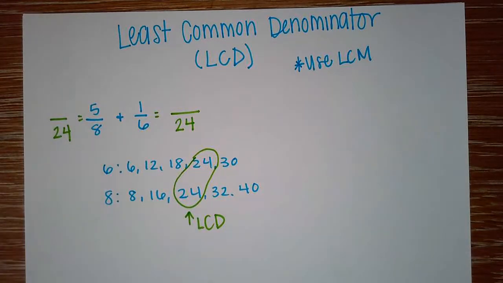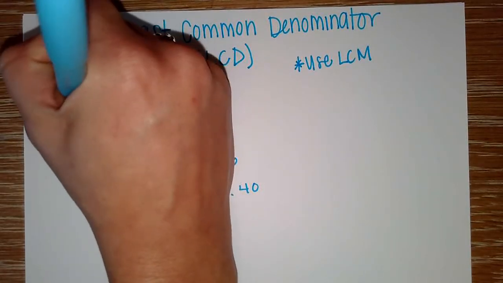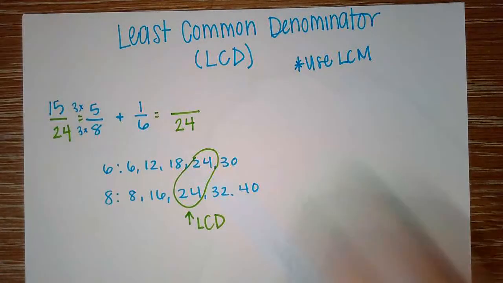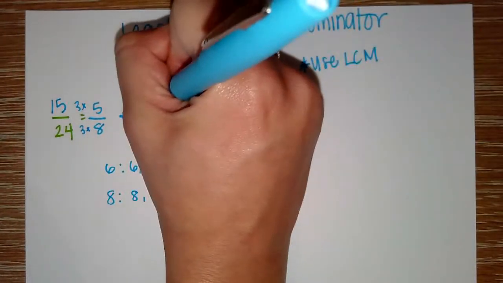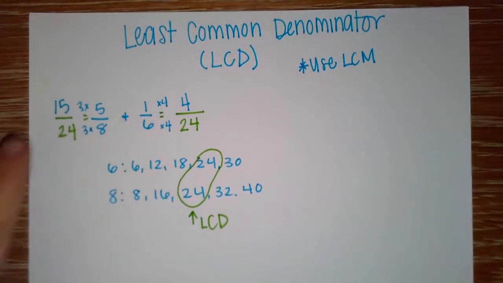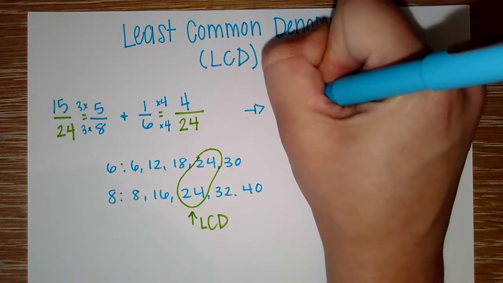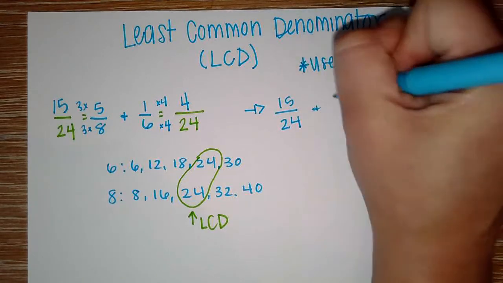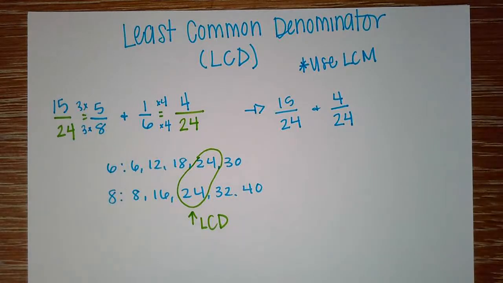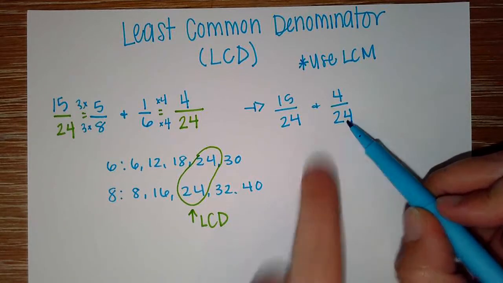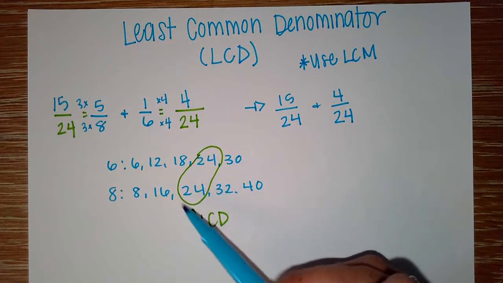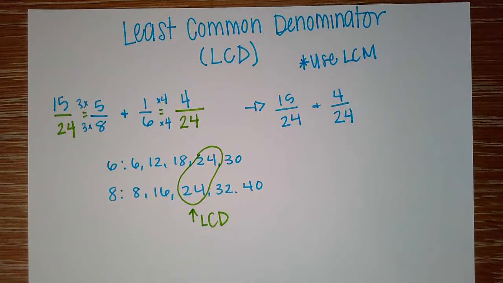So to get from 8 to 24, we multiply by 3. So we'll multiply by 3 up top. 5 times 3 is 15. And over here, to get from 6 to 24, I multiply by 4. I multiply by 4 on top then, and I'm left with 4. So my new fractions, 15 over 24 and 4 over 24. I can now use those fractions in a variety of ways, but the point is that they have a common denominator, and we got that common denominator by finding the LCD or LCM.